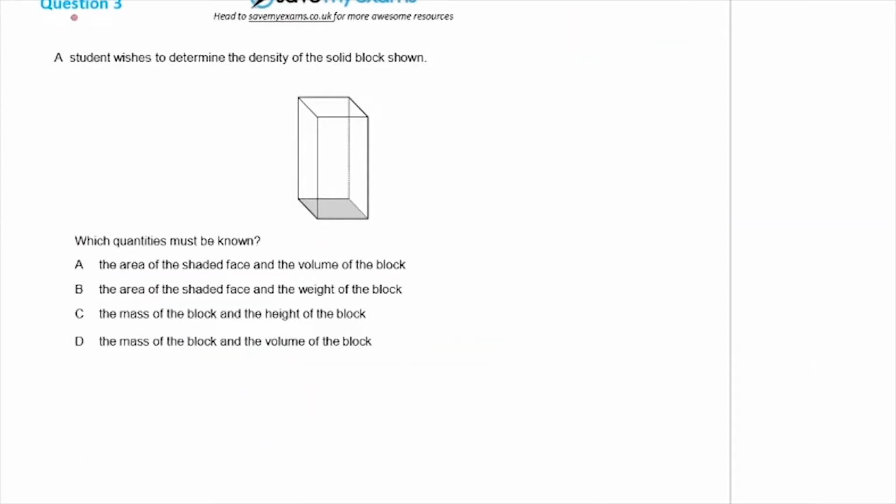So here we go with question 3. A student wishes to determine the density of a solid block shown. What quantities must be known? Of course, when we are looking for density, the quantities that need to be known are mass and volume. So let's look for those quantities here.